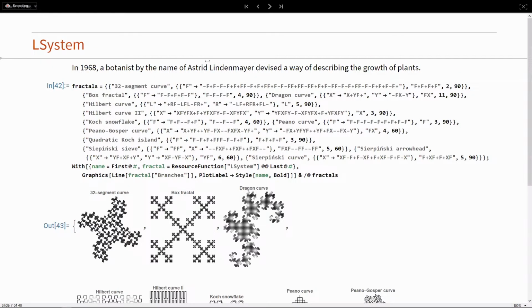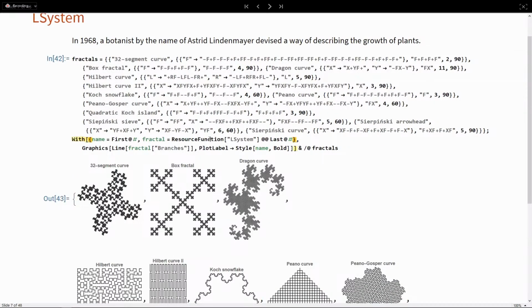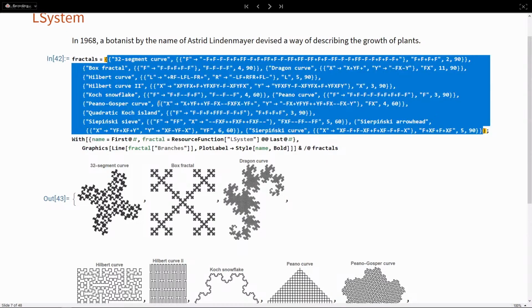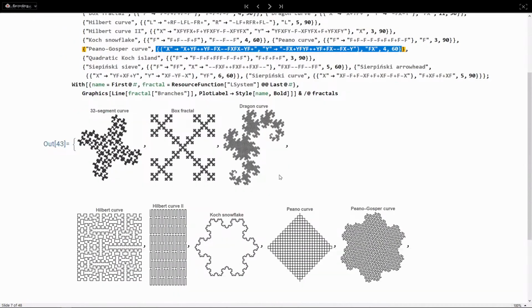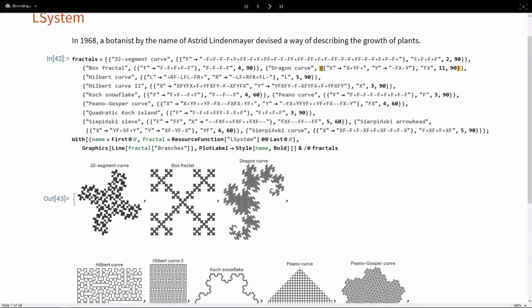And then it was generalized by Astrid Lindenmayer, who developed L systems. And we have an L system function in the Wolfram Function Repository. You can take one of these curves that describes how a curve will behave, and once you have that code, here's the dragon curve we just looked at. The code for that is here. This is one way of representing the code.